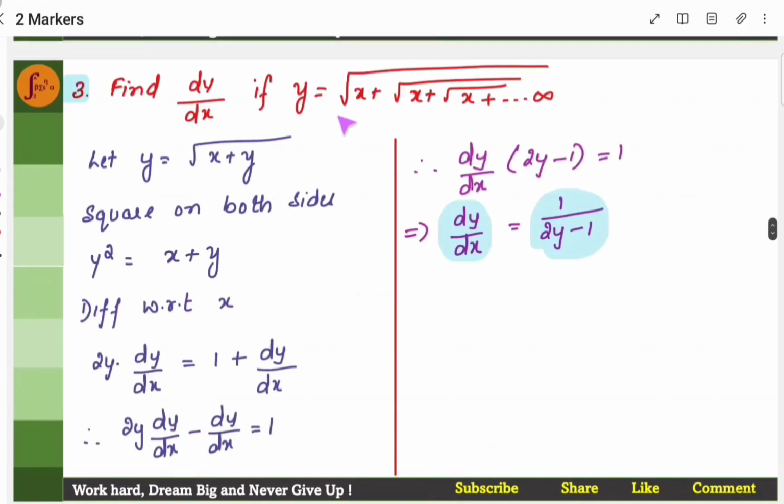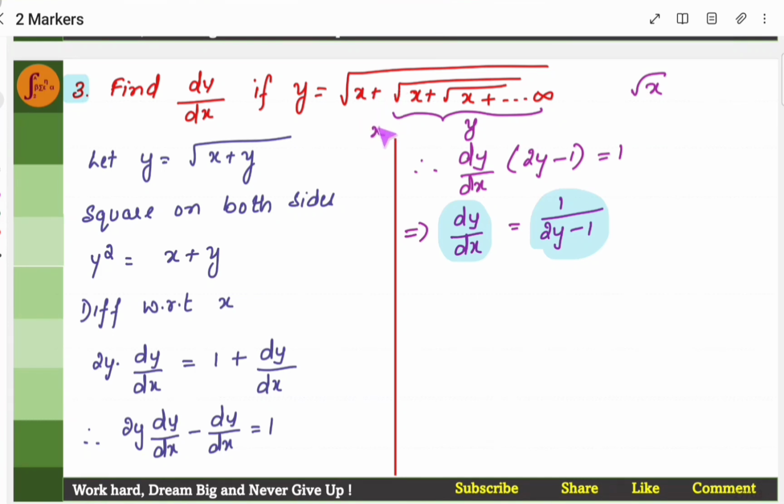Now here, this is an example of an infinite series. You can assume y is equal to root of (x plus root of (x plus root x to the infinity)). Take the first term, which is x, and then the remaining expression is y itself, with the root on top. So this entire thing is y, and then you have x left.